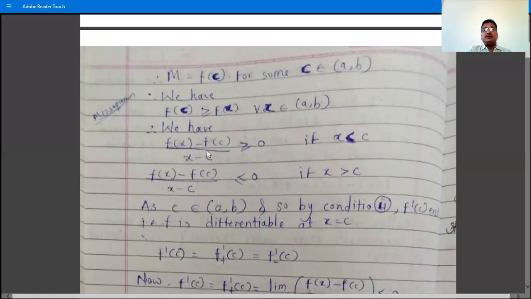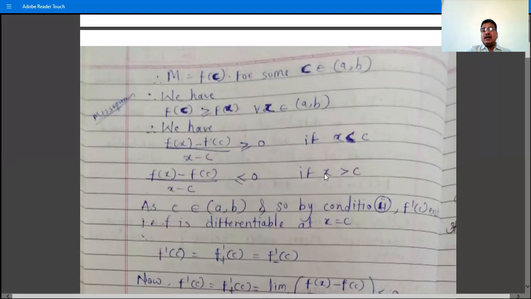And it is equal to 0 when f of C and f of x are both the same, then f of x minus f of C is 0. In that case, we have equal to 0. So f of x minus f of C divided by x minus C is greater than or equal to 0 if x is less than C.